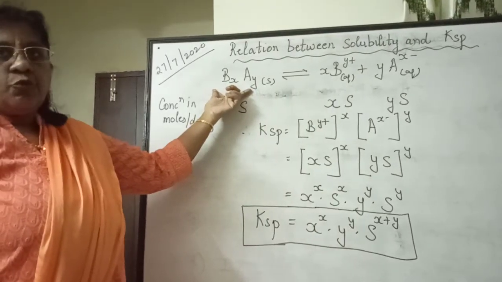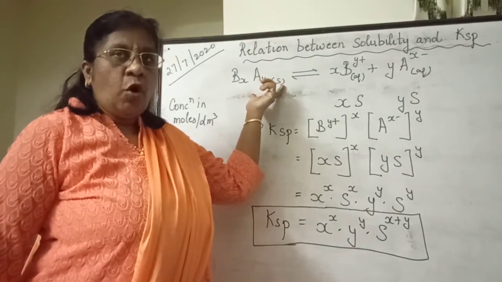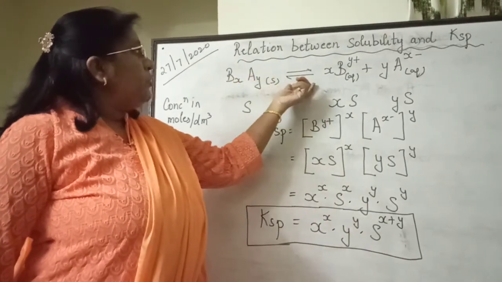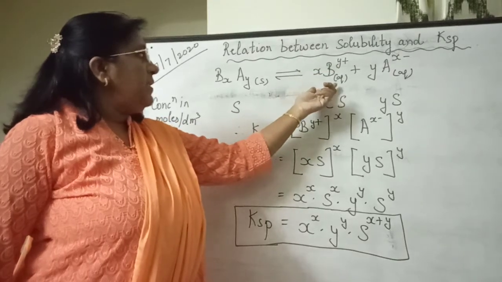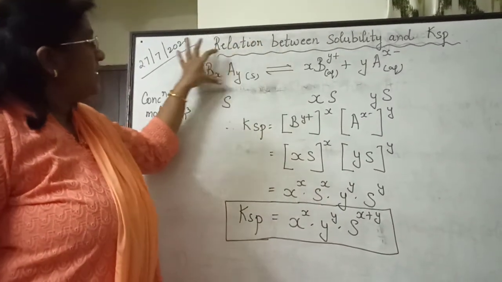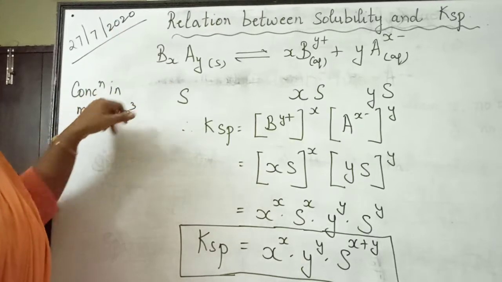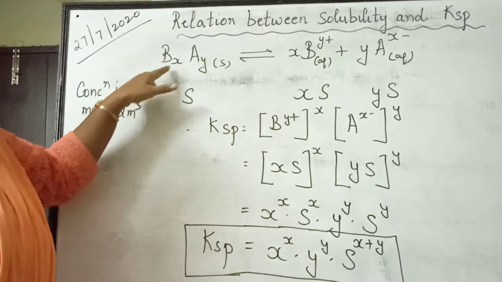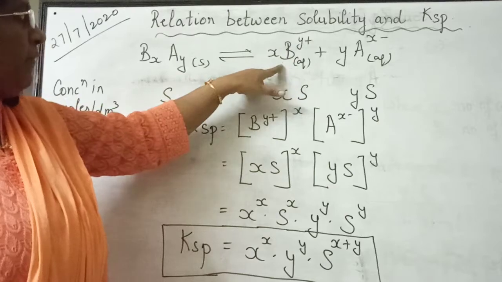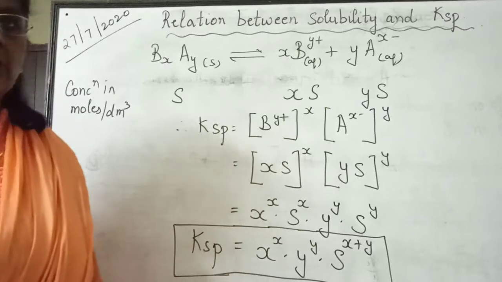A binary sparingly soluble salt BxAy is taken. It is dissolved in water to prepare a saturated solution. It will dissociate to give x B^y+ (aq) plus y A^x- (aq), and equilibrium exists in this saturated solution. Let us consider the concentration in moles per dm cube. So BxAy solubility is indicated with letter S. Concentration of B^y+ is written as xS, and the concentration of A^x- is written as yS.